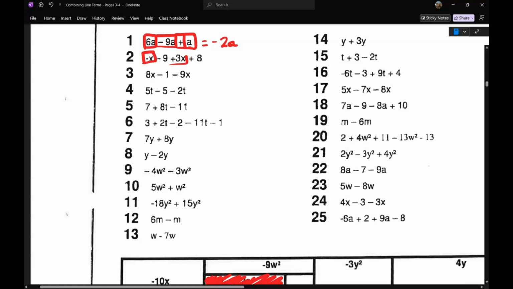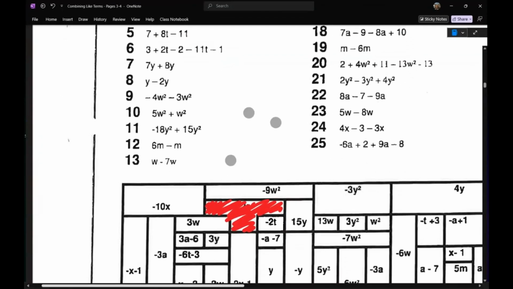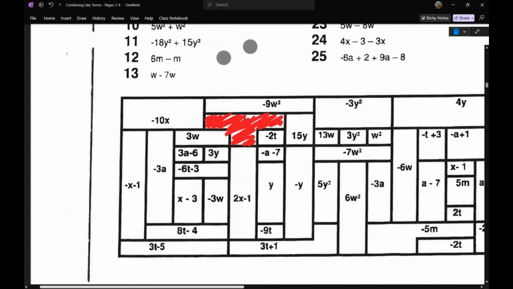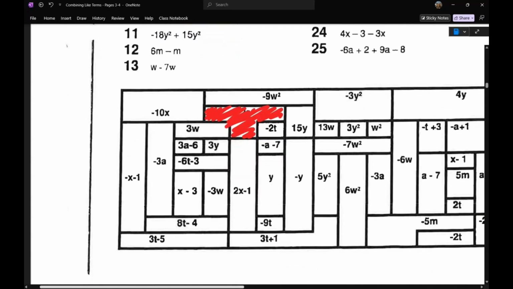-x and 3x, they both have x's. So remember there's a 1 in front if we don't see a number. So -1 plus 3 is 2x. And then I can combine my numbers. -9 plus 8 would really just be -1. So come down here, we've got 2x minus 1. Let's look for that one. It's right here. So we're going to color this box.